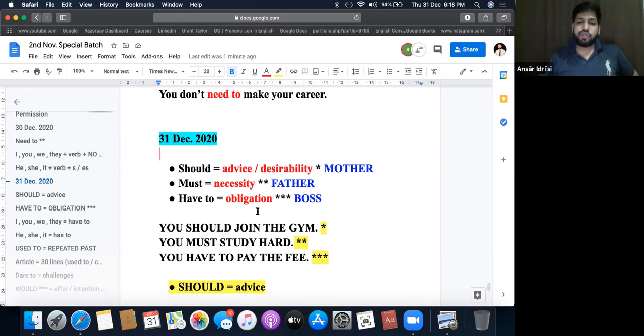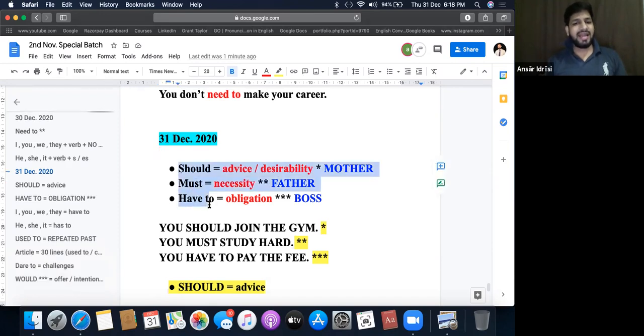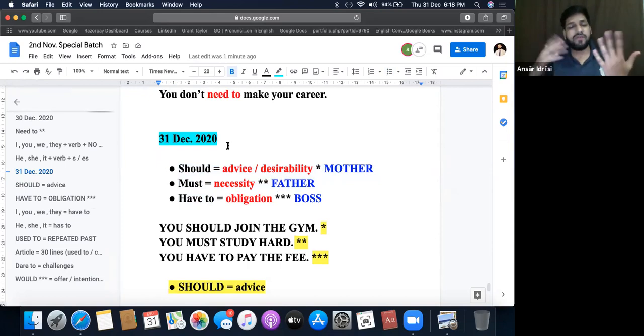Now today I'm going to show you 3 most important modal auxiliary verbs in English, and those are what? Should, must, and have to. As I've categorized them in different things, we're going to see when do we use should, when do we use must, and when do we use have to.